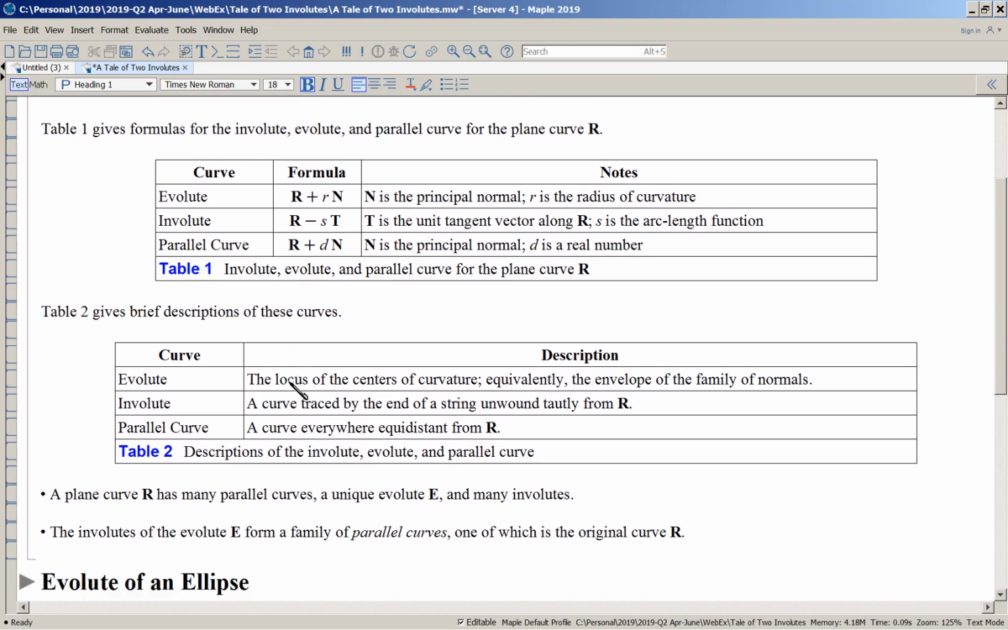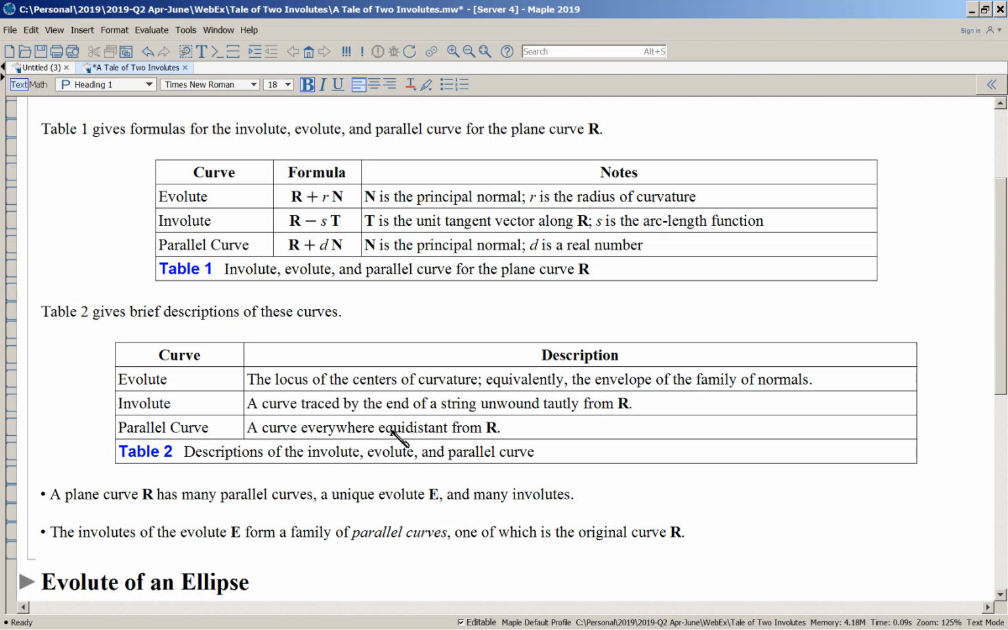So here you have analytic representation, and here you have a geometric interpretation. Evolute. Two descriptions. Locus of the centers of curvature, or, equivalently, envelope of the family of normals. Involute. A curve traced by the end of a piece of string, unwound tautly from the curve. I have drawn you some pictures to show you what that looks like. I had to draw them for myself to see what it looked like.